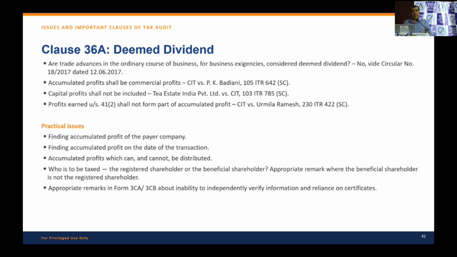Make enough working papers on whatever you are reporting under this paragraph, showing how you have derived these values.